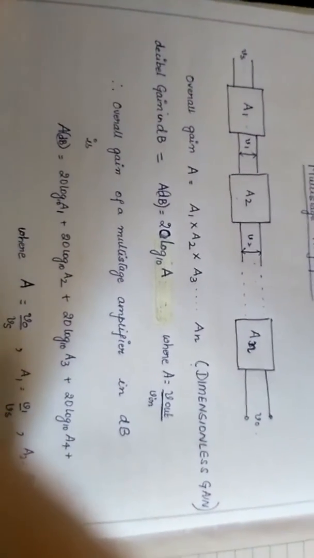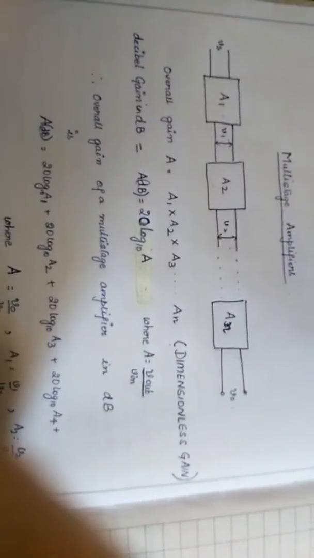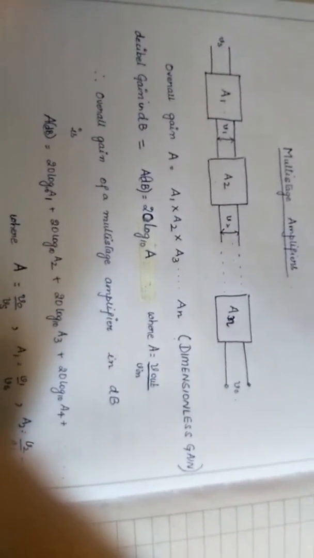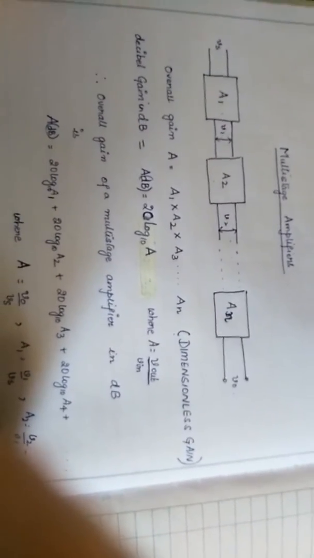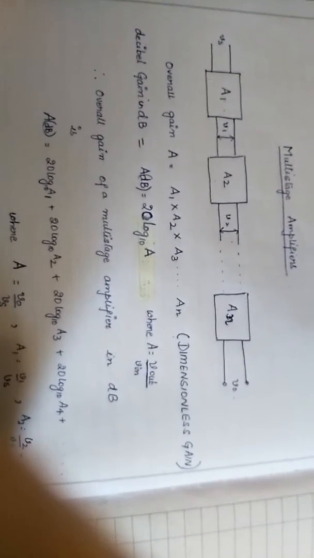Now, students, in your elementary classes, you must have learnt that multiplication and division can be converted into addition and subtraction. Now, how is this done? This is done by using logarithms. So, instead of multiplying huge numbers, it is always easy to add. Addition is easier when compared to multiplication.